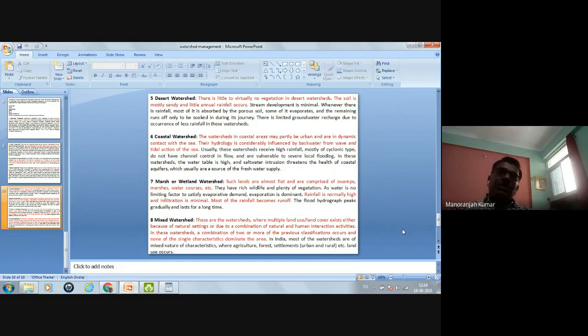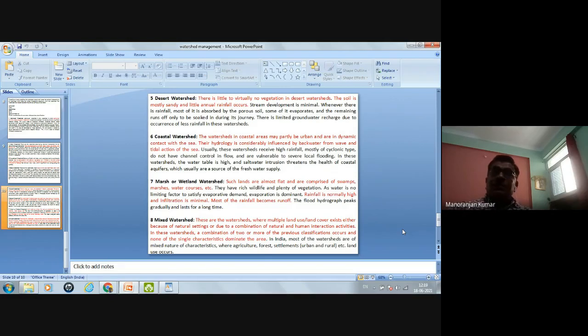Okay, now this is the desert area, the desert watershed. So what is the desert watershed? In the desert watershed there is little to virtually no vegetation. The soil is mostly sandy, and little annual rainfall occurs. Rainfall will be very, very less. Soil will be mostly sandy. Vegetation will be very less.